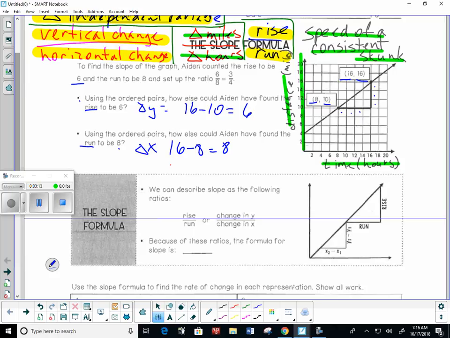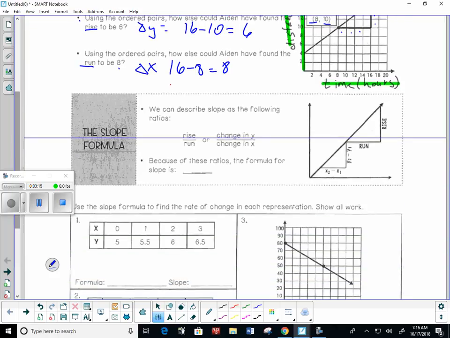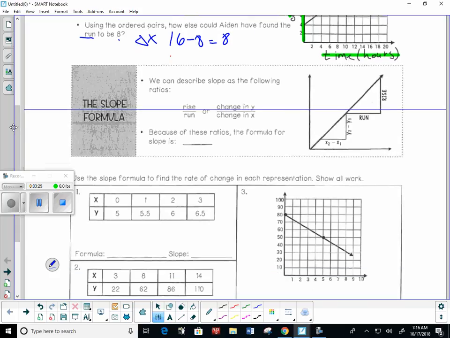Well, we have a formula, guys. And this is a formula that we're going to be using a whole lot. We can describe the slope as the following ratios: rise over run, change in y over change in x. But we have a slope formula.